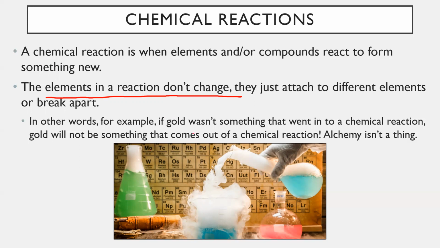They attach to different elements or break apart. So in other words, if you're doing a chemical reaction, if gold, for example, wasn't something that went into the chemical reaction, whether on its own or whether it was part of a compound that contained gold, gold will not be something that comes out of a chemical reaction. Alchemy is not a thing. Alchemy is the old science study that they did way back in the Middle Ages where they're like, oh, we can make gold out of nothing. No, you can't. Chemistry proves that alchemy is not a thing. You can't make gold out of nothing. Gold has to be coming from something else first, right? So the elements on the periodic table are not going to change. They're just going to change what they're bound to.